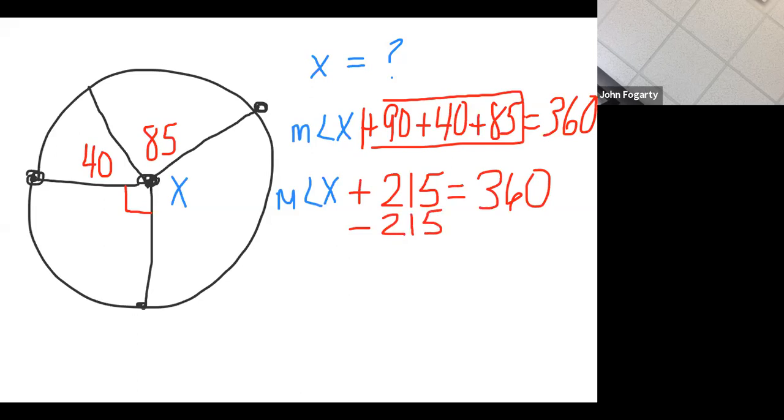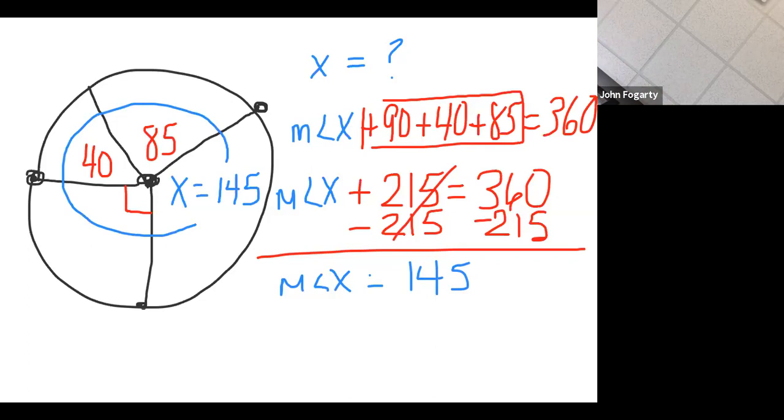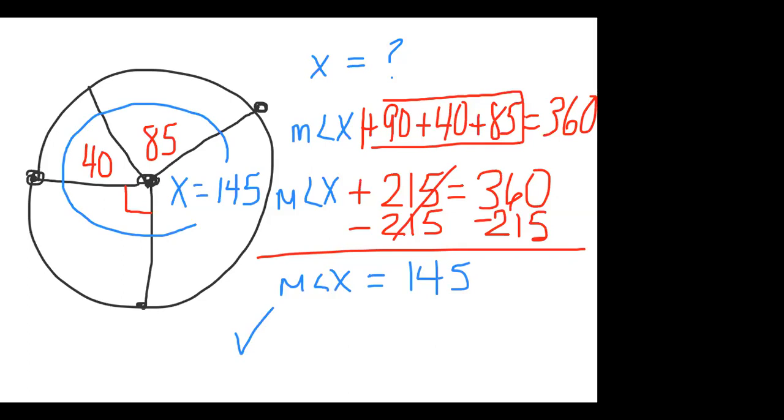What do you do to both sides? Subtract 215. And I'm left with the measure of angle x equals 145. Now, if I put 145 in here for x, and I add all four of these angles together, do I get 360? Yes, I do. Does that make sense? Yeah. All right, not that big a deal, right?